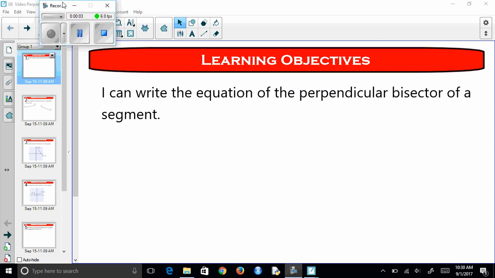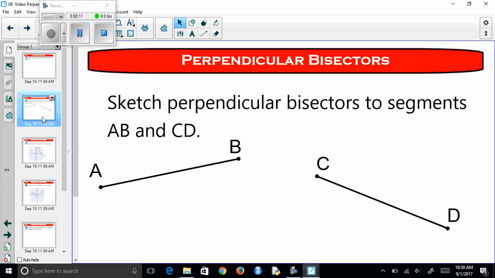Hello, today we're going to look at perpendicular bisectors and draw them and write the equations of the lines. Now first, we want to figure out what perpendicular bisectors are. There's two things in this. They're both perpendicular, so they cross a segment at 90 degrees, and bisector means it cuts them in two. So bisect is cut into two.